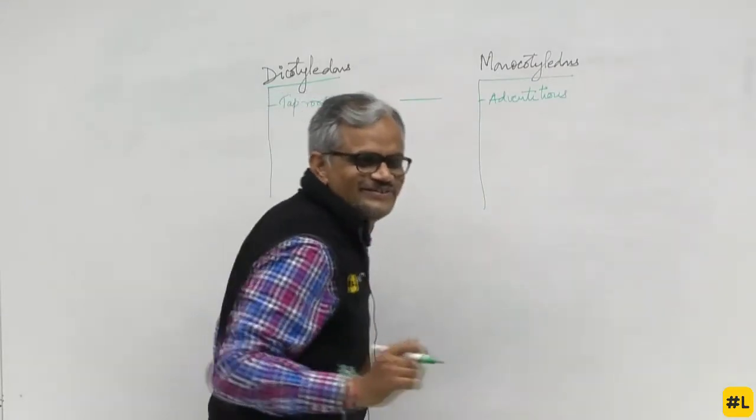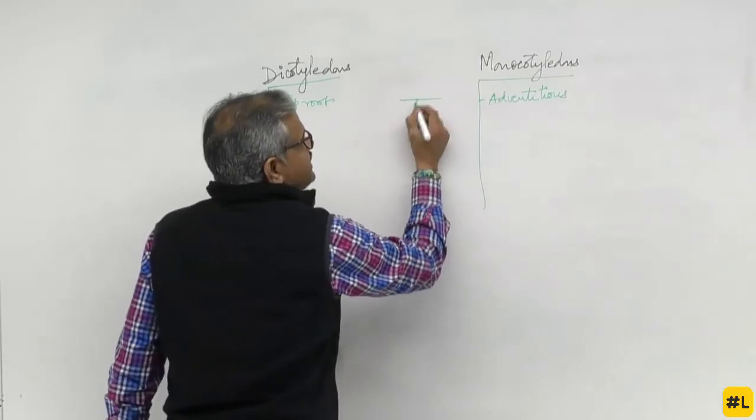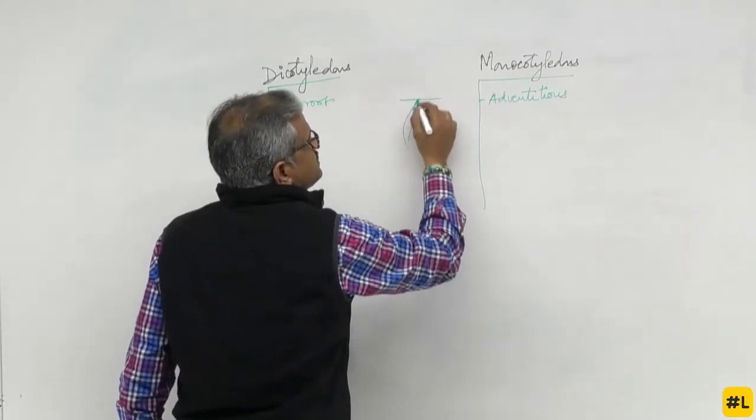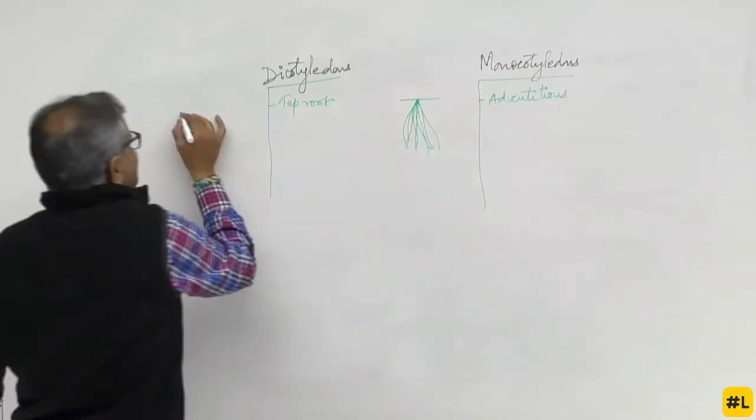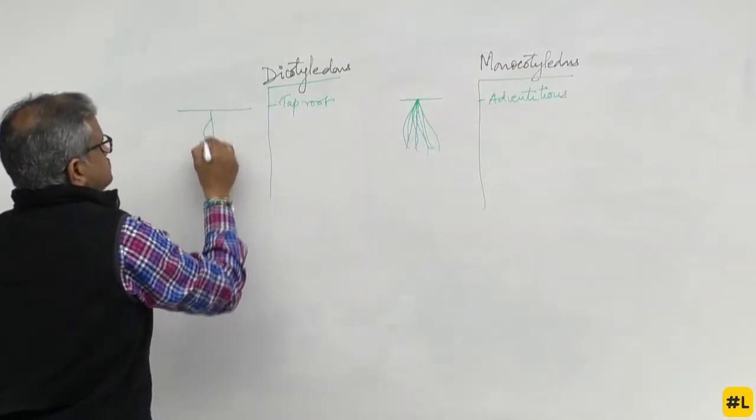I know. Okay. So when I say adventitious, this is adventitious. Whereas the taproot system is this.